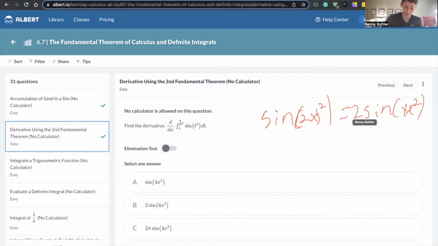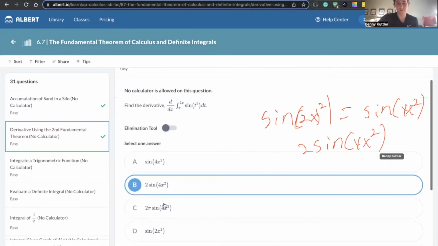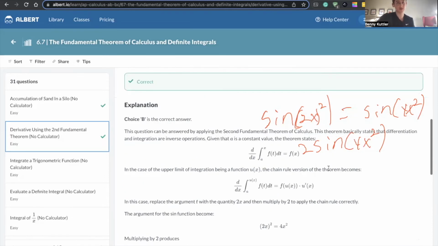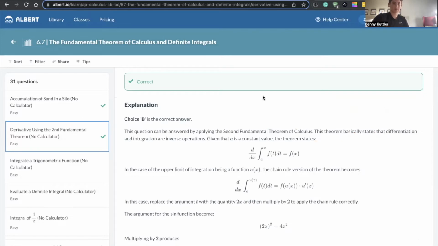So actually, I should write that separately. So that's sine of 4x squared. Now we have 2 sine 4x squared. And that's the second fundamental theorem. That's not as bad as the first one, not as much conceptual rigor. So it's just that.